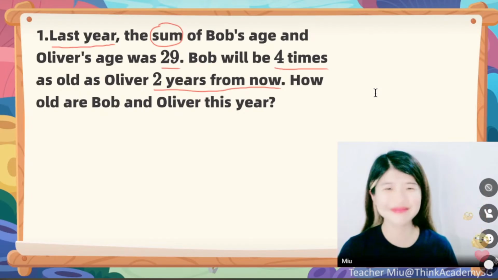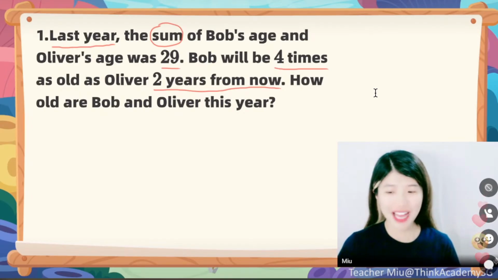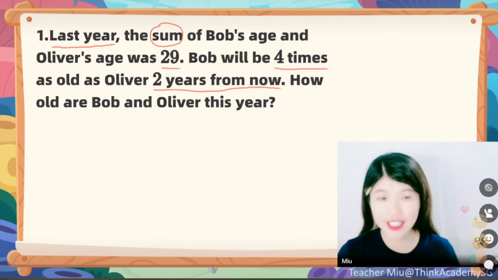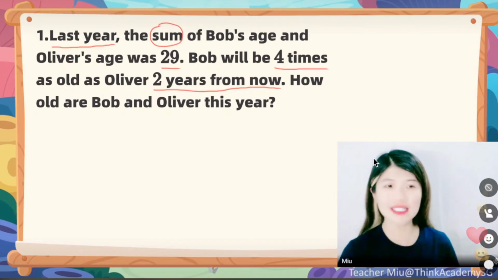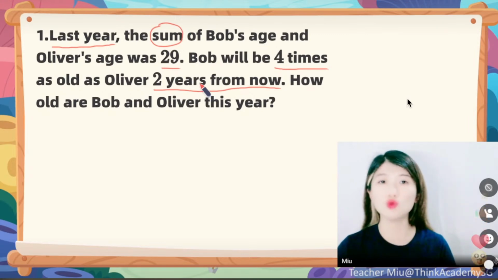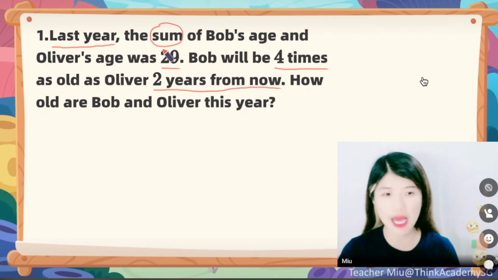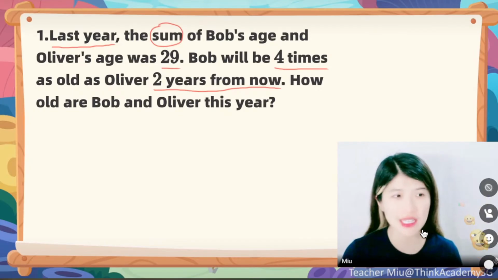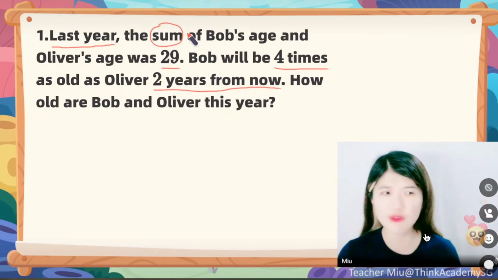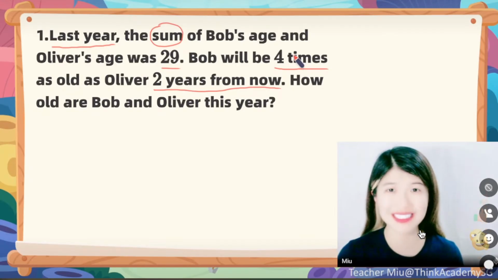I see some correct answers in the comments now. That's so fast. Okay, guys, when we know the sum, we should just try to find out something else that we can do. For example, we have the sum. We also have multiples, right? Which one should we start from? The sum or the multiples?